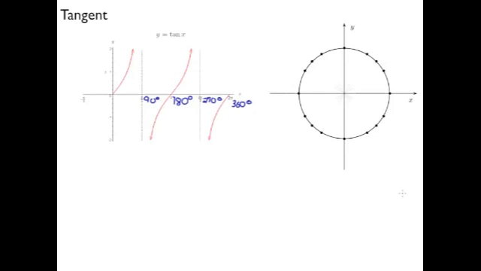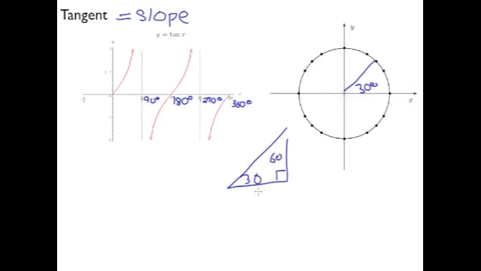Okay, so now we're going to look at tangent. So tangent equals slope. And what does that mean? I'll show you in a second. Okay, so let's do something easy, like 30 degrees right here. 30 degrees. So as we know, 30, 60, 90 triangle. 30, 60, square root 3 over 2, 1/2.